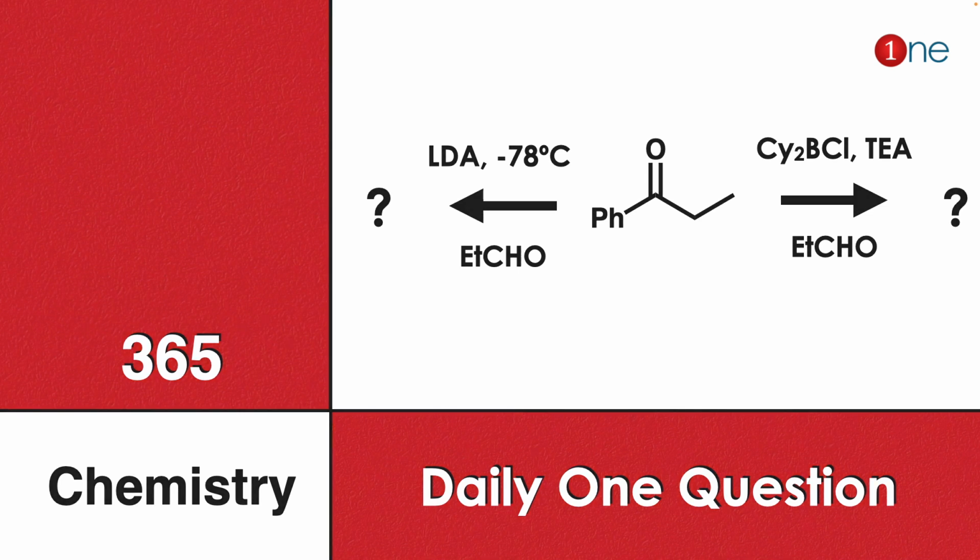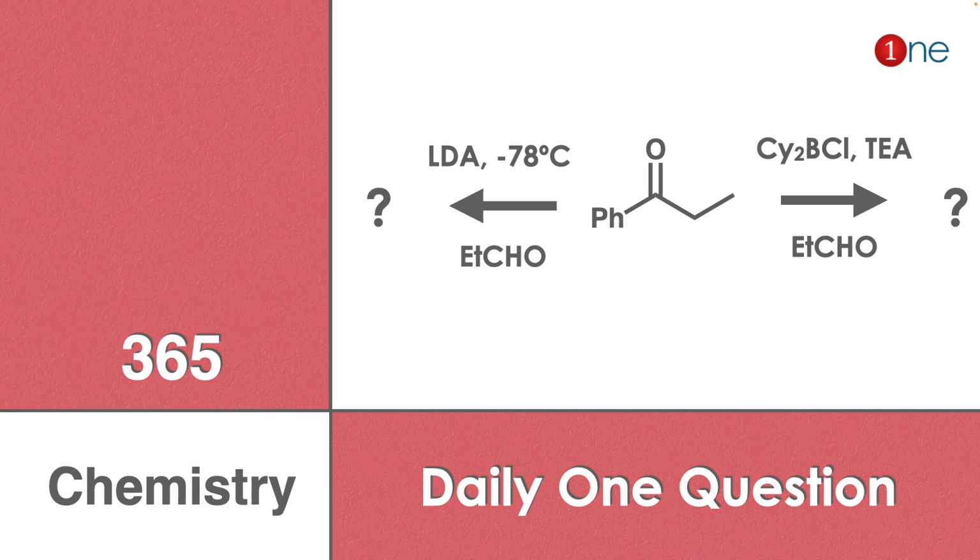Daily one question for you. Here you have heat, on one side you have phenyl, on the other side you have ethyl. Here is LDA, and you have cyclohexyl boron chloride and TEA. Two different sets of reagents and similar kinds of reactants. You have to find what will be the final product.